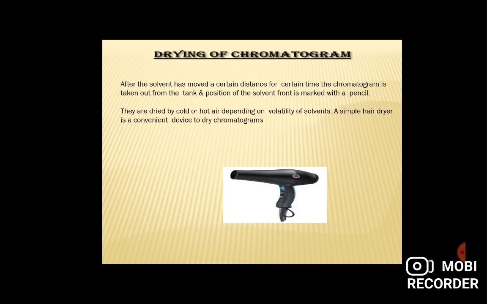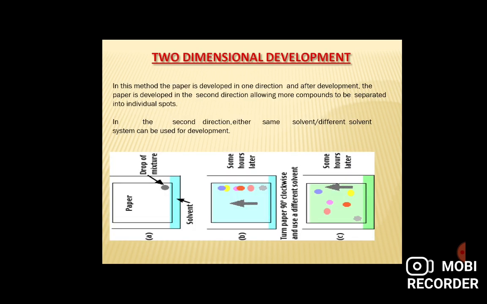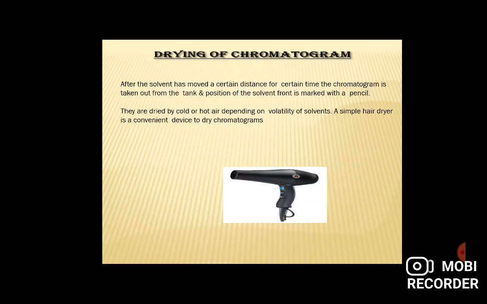After development of the chromatogram, we can take the paper out of the solvent and dry it for evaporation of the solvent. After drying, we can mark the spots if they are visible, or if the spots are not visible, we can use different types of staining reagents for the identification or detection of the spots.